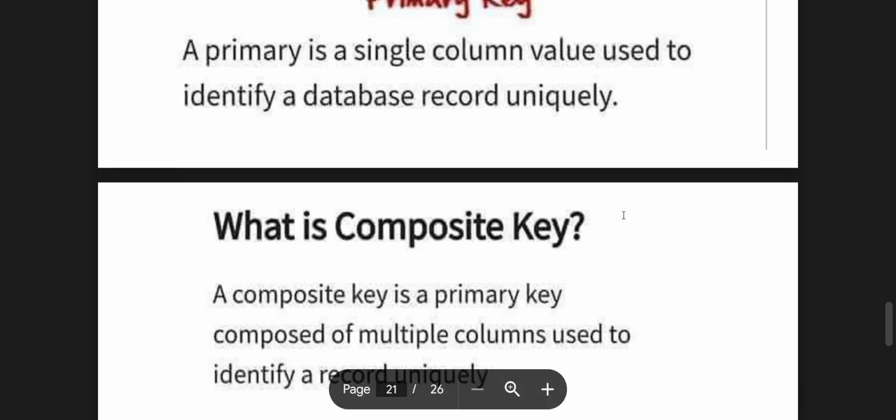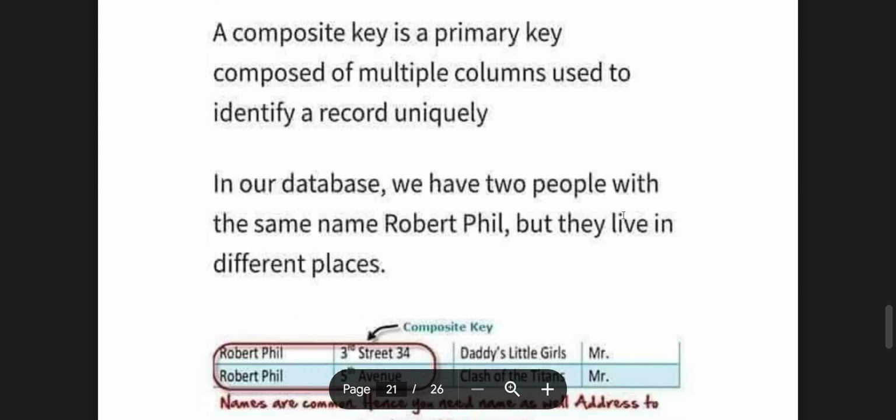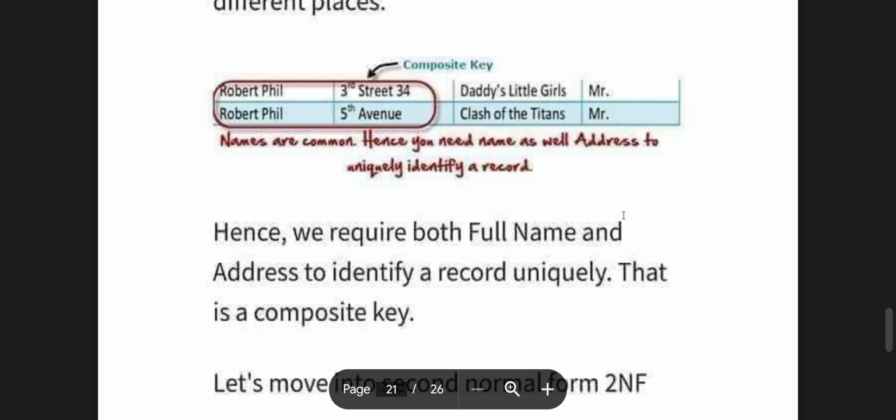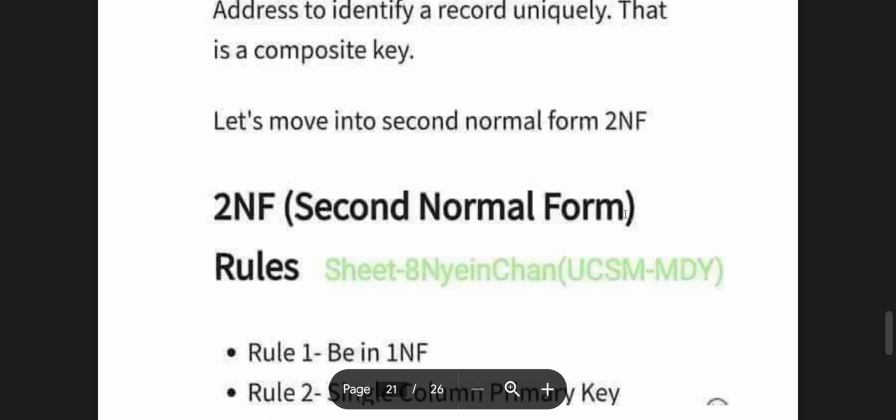What is a composite key? A composite key is a primary key composed of multiple columns used to identify the record uniquely. In our database we have two people with the same name, Robert Phil, but they live in different places. Hence we require the full name and address to identify the record uniquely. That is a composite key.